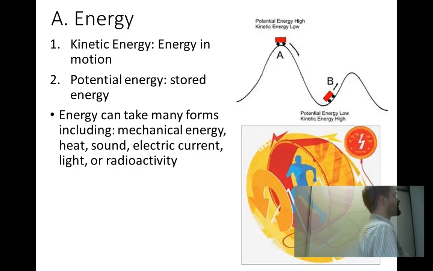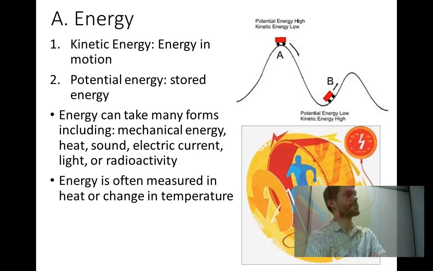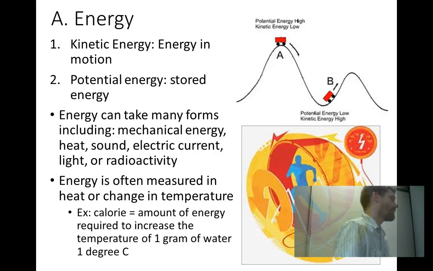There are lots of forms that energy can take, including electrical energy, which powers our phones and all our appliances and things. Heat, sound, radioactivity, light, all those are forms of energy. But the easiest way we measure energy is through temperature or a change in temperature, or heat. So for example, a calorie is a measurement of how much energy it requires to heat up 1 gram of water 1 degree Celsius.